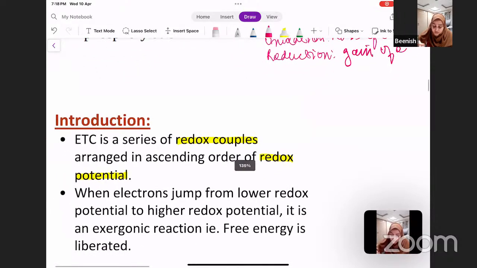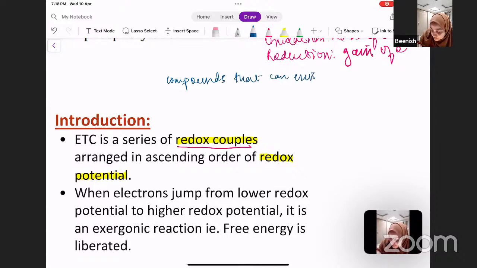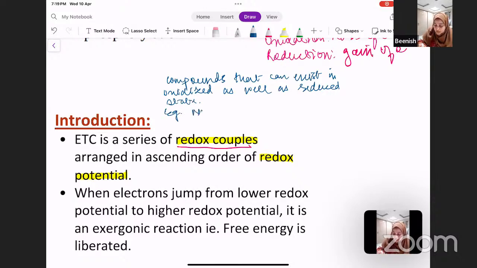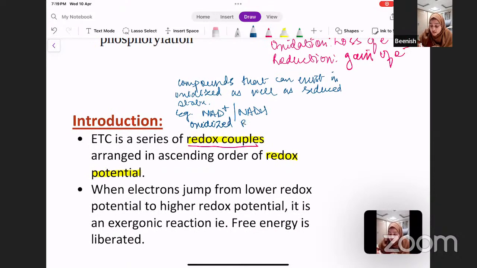Now another term we come across is redox couple. What are redox couples? Redox couples are compounds that can exist in oxidized as well as in reduced state. For example, all of you know it, NAD plus and NADH. NAD plus is the oxidized state, because you can see the electrons have been lost from it. And NADH has gained electrons, so this is the reduced state.